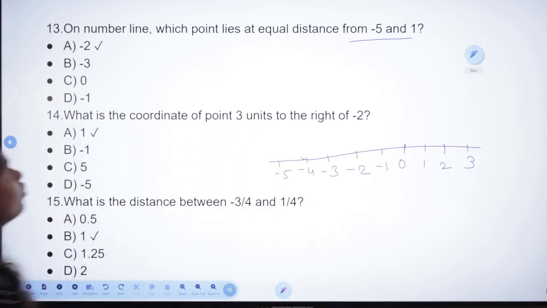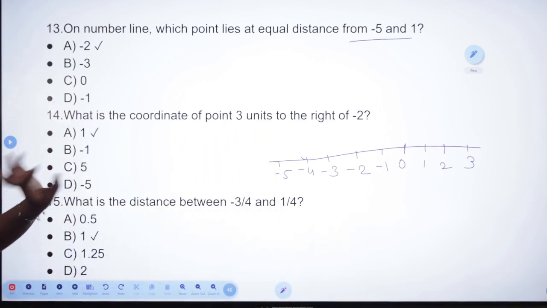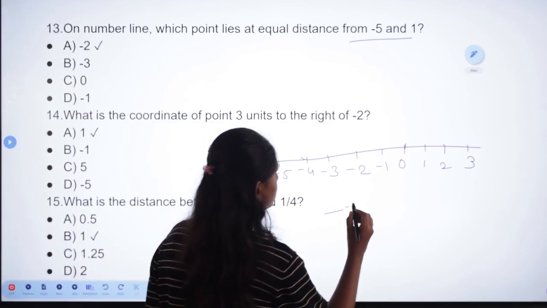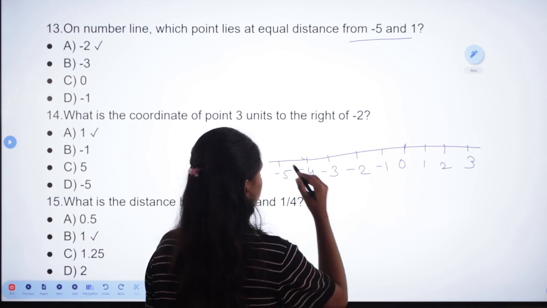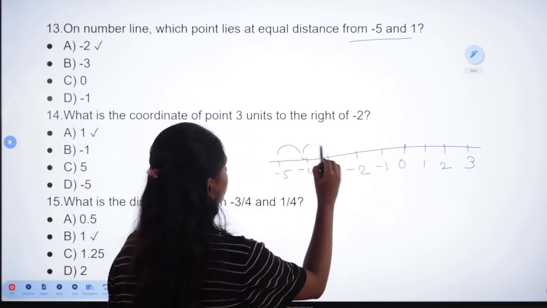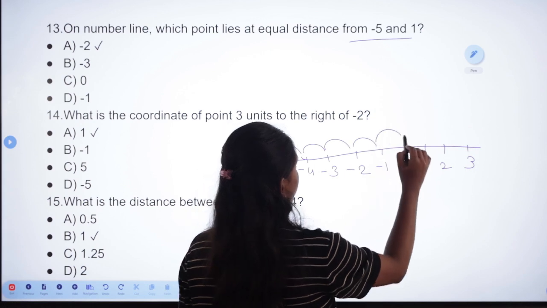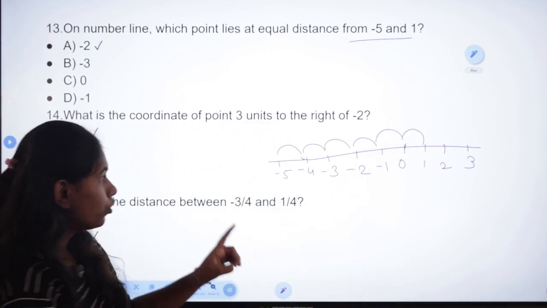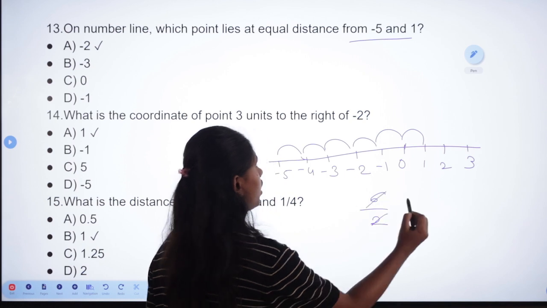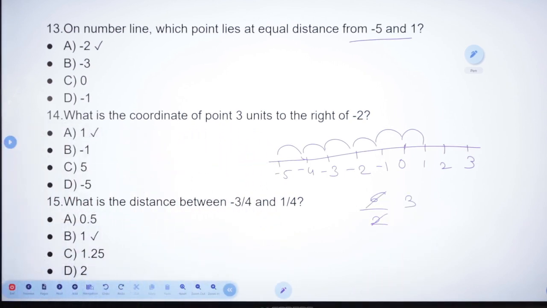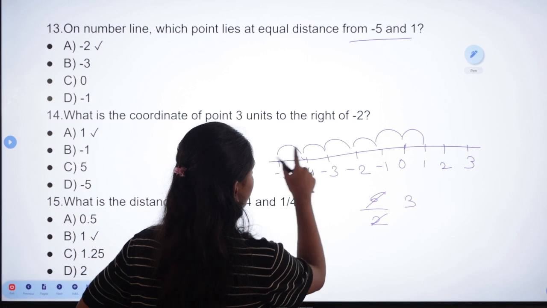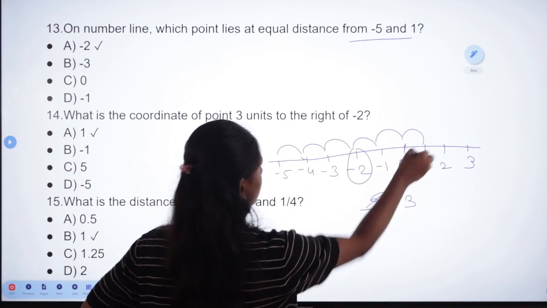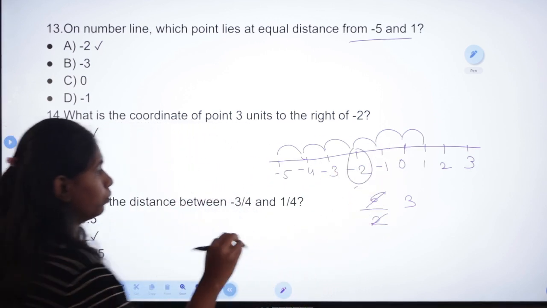So the first number, that is -5, and the last number, that is 1. Now how will you find out that equal distance from -5 to 1? You can just do like this. That is 1, 2, 3, 4, 5, 6. So there are 6 units here. If you will divide 6 by 2, you will get it as 3. Means what? Which is the midpoint here? That is 1, 2, 3, that is 2, and 1, 2, 3, that is 2, which is -2.